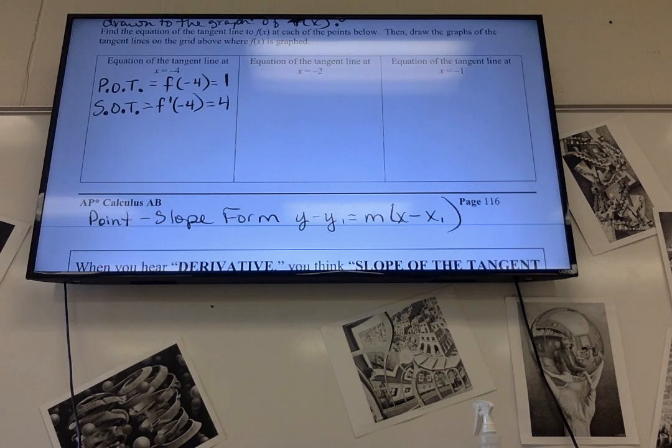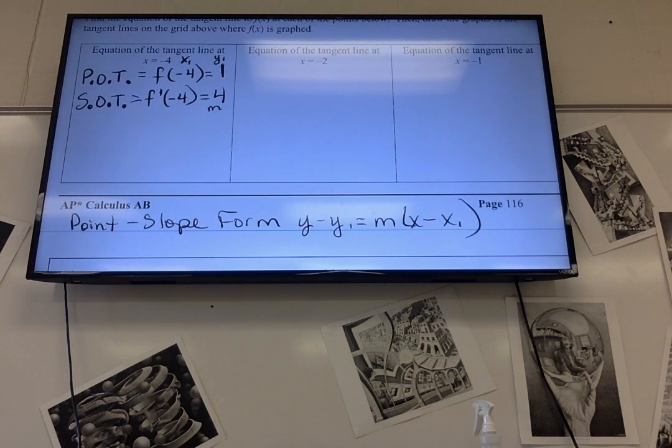Okay, so to help you know, here's x1 and y1, because that's your point. And your slope of tangent, 4, that's your m. So it is just y minus 1 equals 4 times x minus -4, so plus 4. And you leave it alone.